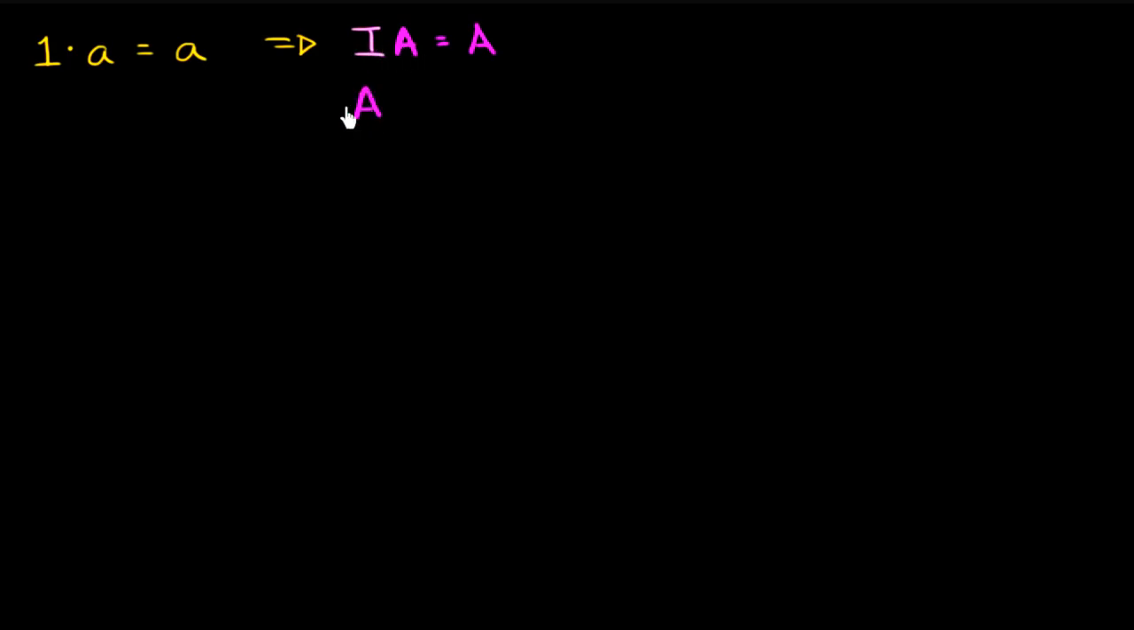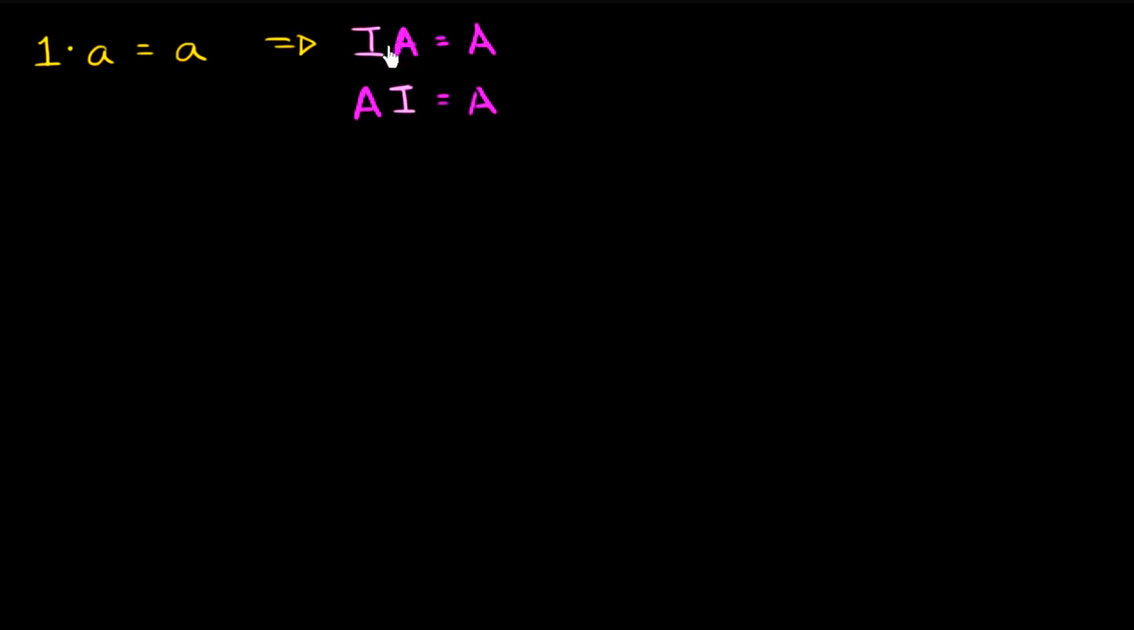You could have some matrix times an identity matrix and get that matrix again. Now, if matrix A right over here is a square matrix, then in either situation, this identity matrix is going to be the same identity matrix.